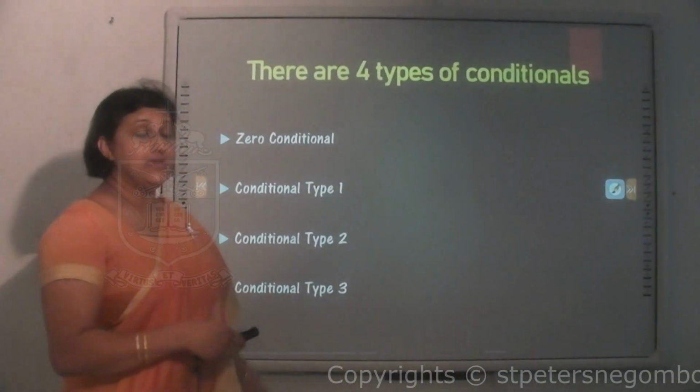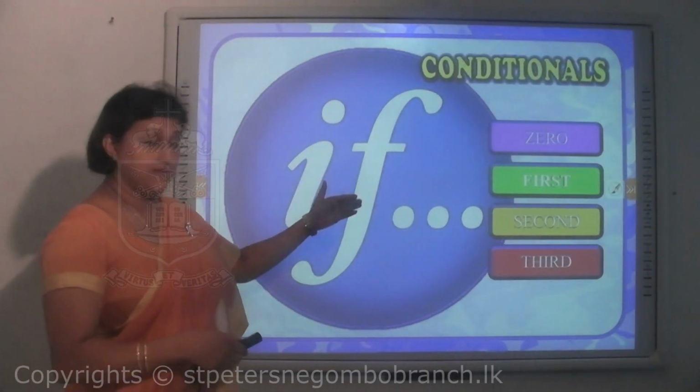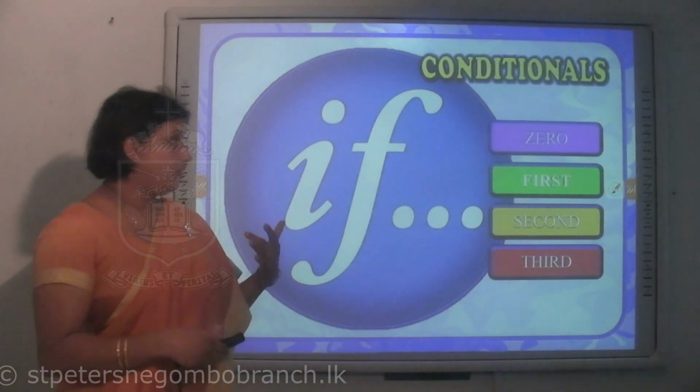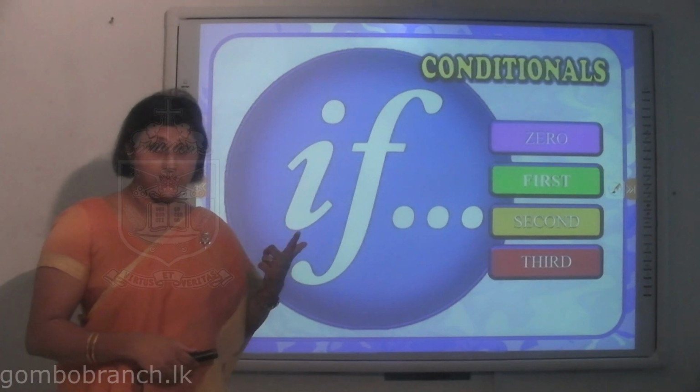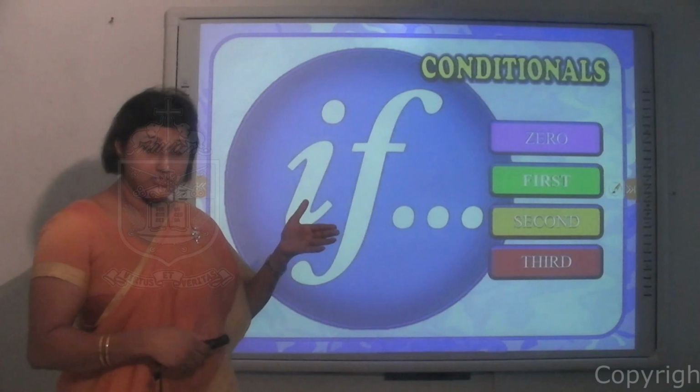So the conditionals, there were four: zero, first, second, third. All this time you were learning three: first, second, and the third one. Now I'm going to brief you on the zero conditional as well.